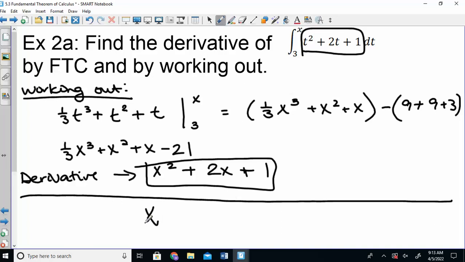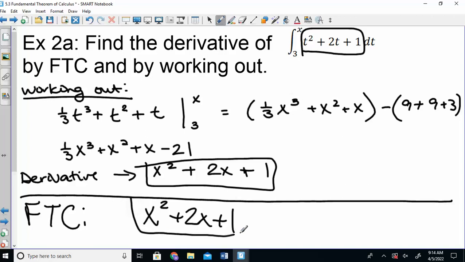So if I replace all my t's with x's, we get x squared plus 2x plus 1, which is the same thing. So that is the fundamental theorem of calculus. Basically saying you don't have to work it out because a derivative and antiderivative are the opposite of one another. So we could just change our t's to x's and save ourselves some time.